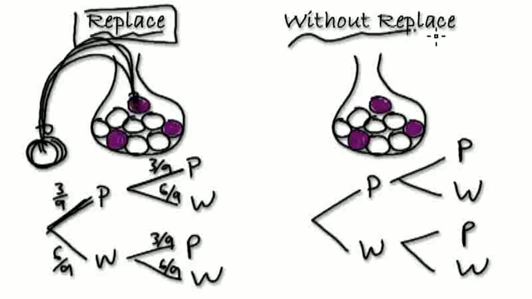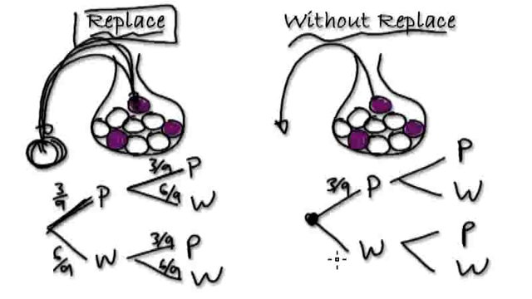Now look at the scenario where you don't replace. Let's go back to the beginning. So here we are. We're going to take out a sweet. What is the probability of us getting a purple one? Well, it will be 3 out of 9. The probability of you getting a white one would be 6 out of 9.